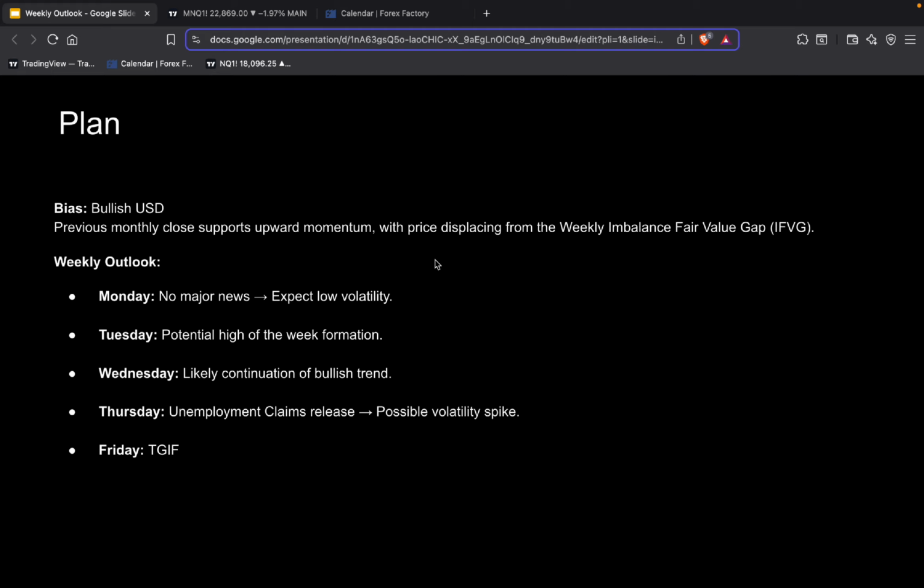So the weekly outlook is Monday, no major news, and I'm expecting low volatility market conditions. Tuesday, it can be a potential high of the week formation, and Wednesday, likely continuation of the bullish trend, and Thursday, unemployment claims release and possibly a volatility spike.